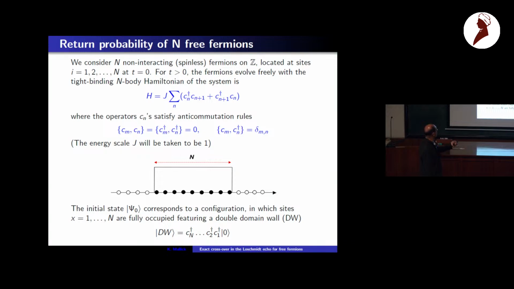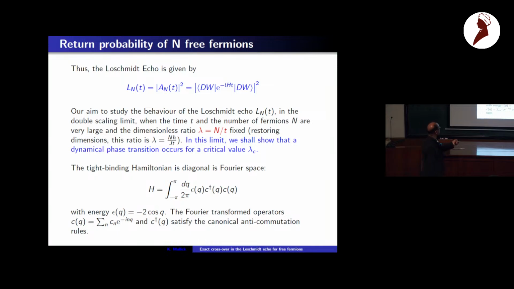You just make the fermion hop from n to n plus 1, or n plus 1 to n by hermiticity. Because they are fermions, these operators C_n satisfy anti-commutation rules. That's just the rule of the game. There's an energy scale here, J, that I will take equal to 1 by normalizing it. Again, the initial state is the domain wall state where you have put initially fermions from 1 to n. What we want to compute is the Loschmidt echo: how much the domain wall evolves in time t and overlaps with the initial domain wall.